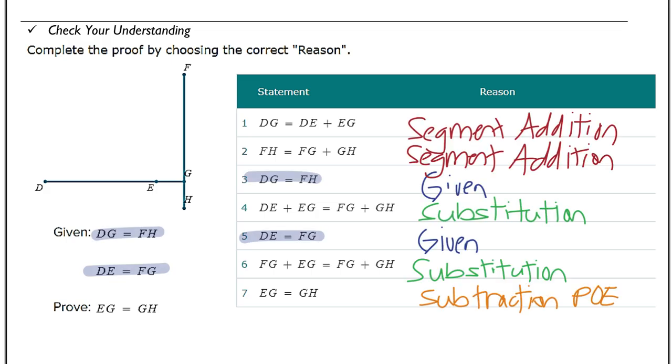So hopefully you tried it. It's very similar to all of them. Again, they're going to look very similar. There might be fewer steps, there might be more steps. These ones still use segment addition. Put in your givens first. Notice that we're going to probably use substitution, and then we either subtract or add a lot of times. So make sure you have that. If you have questions, please let me know.